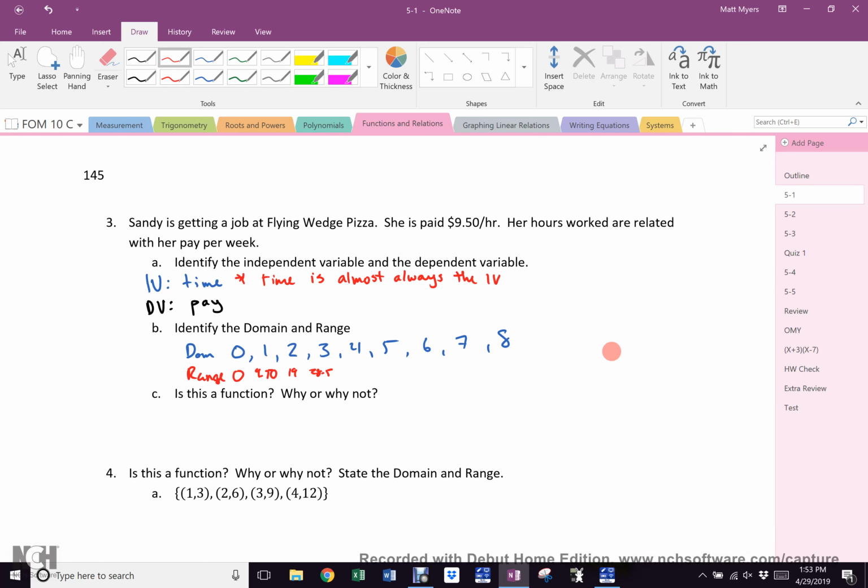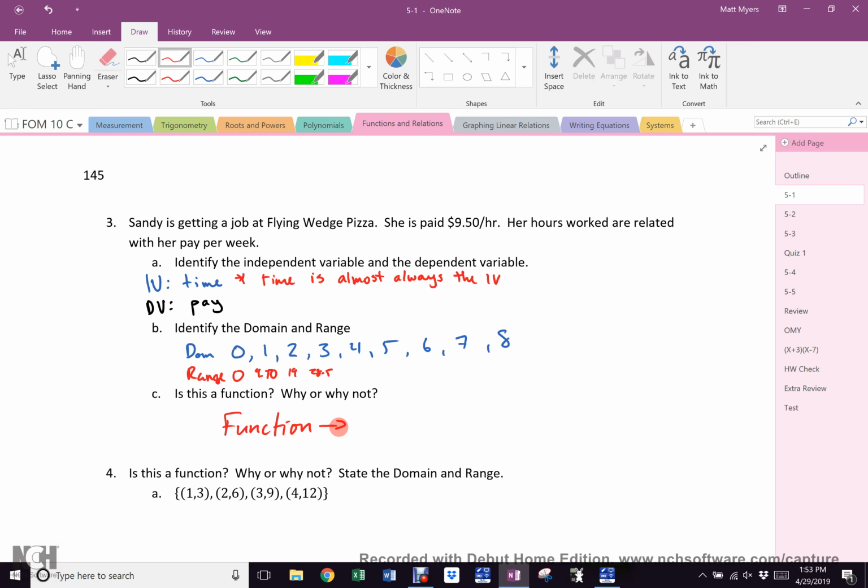Is it a function, yes or no? Yes. It is a function. Why? Because based on how many hours you work, you get paid that much. Whatever hour I input will give me a unique output. If I work 5 hours, I'm working 5 times 9.50. If I work 3 hours, I'm working 3 times 9.50.